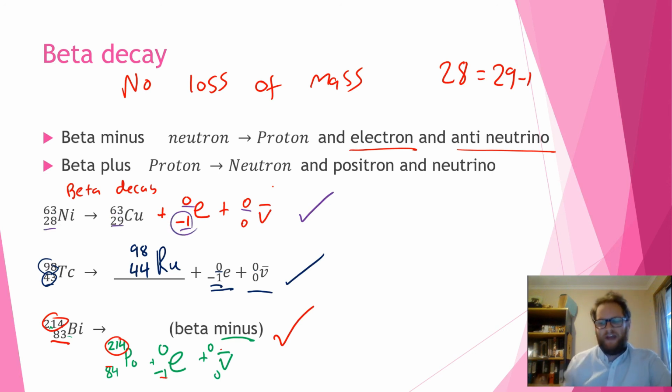And then you just got to put the other things around it, put the electrons around it, put the antineutrinos around it, put the zeros where they need to be. I hope that has cleared up some questions.